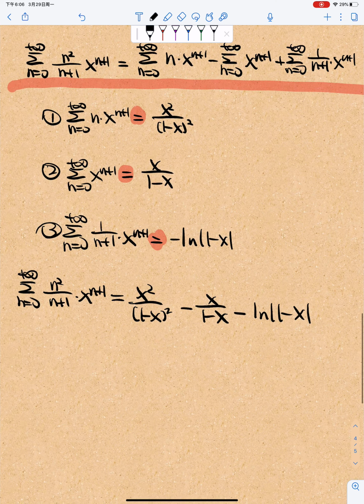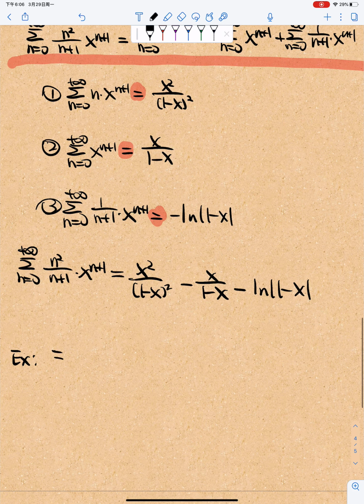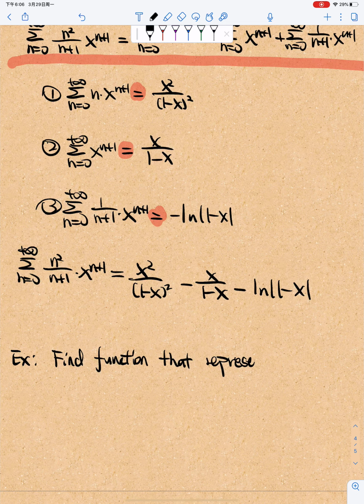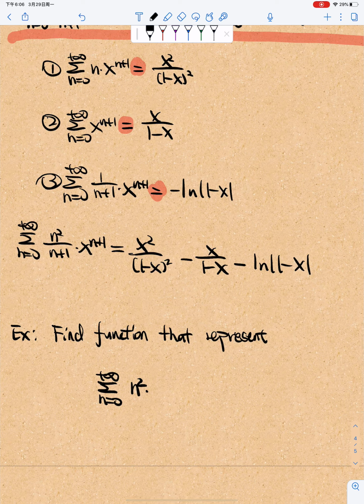Okay, so I have an exercise for you guys. The exercise is to find the function that represents the following power series. The top power series is sigma n from 0 to positive infinity of n squared times x to the nth power.